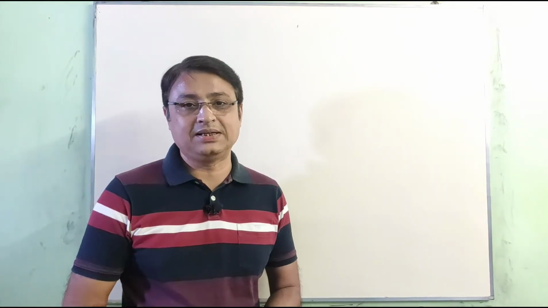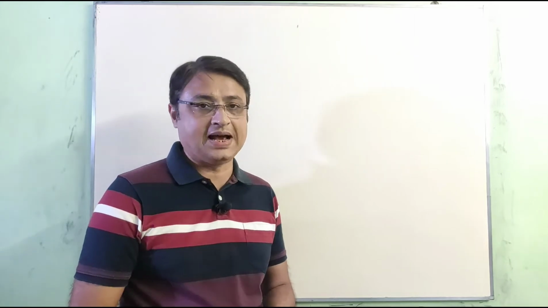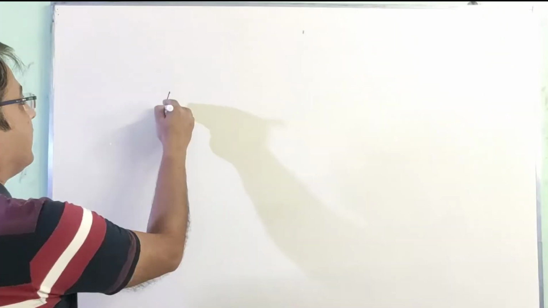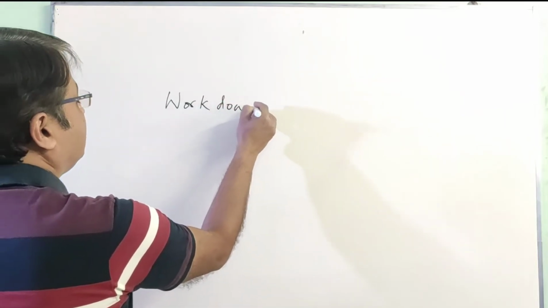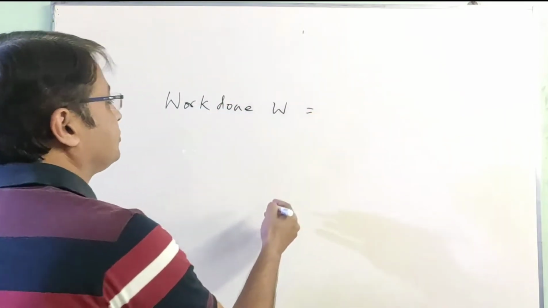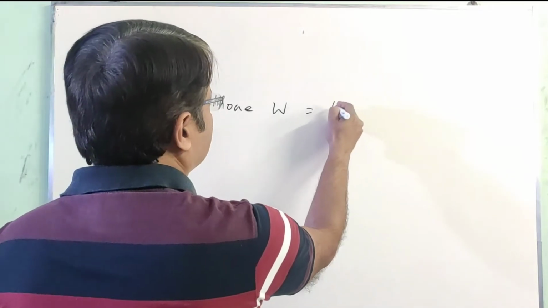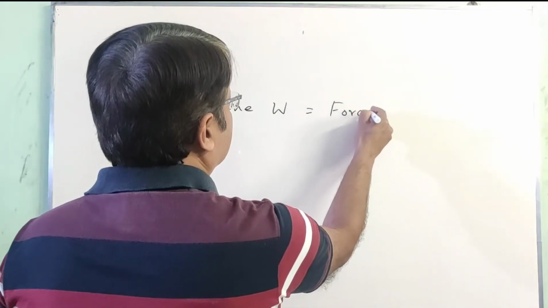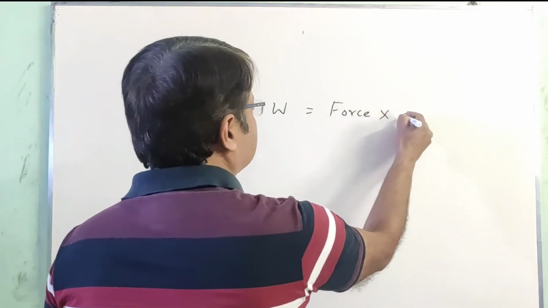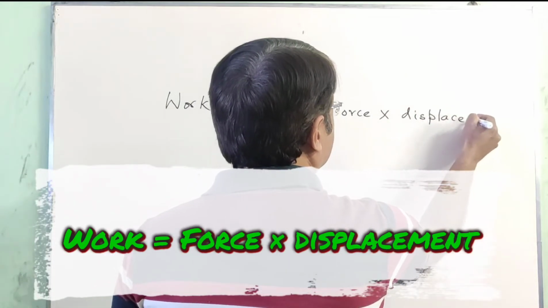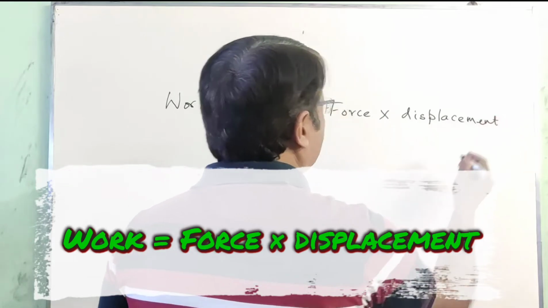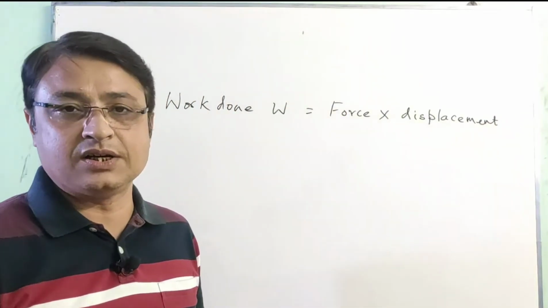So in mathematical terms, we can write W, or work done. Work done, W, is equal to the applied force times the displacement caused by the force on an object in the direction of the force.